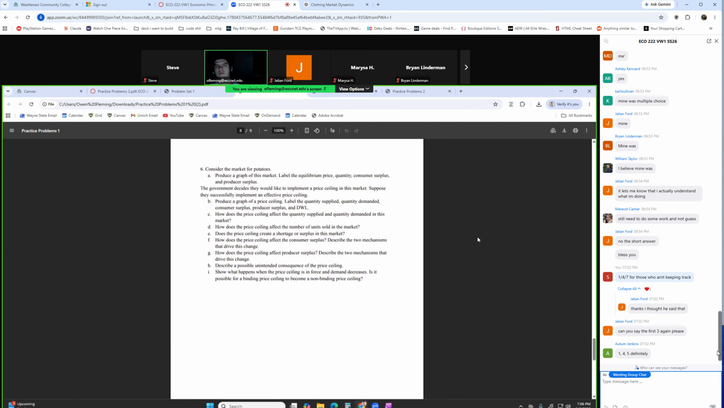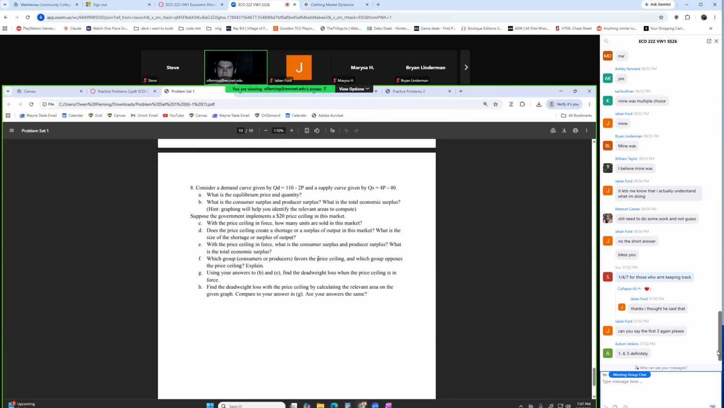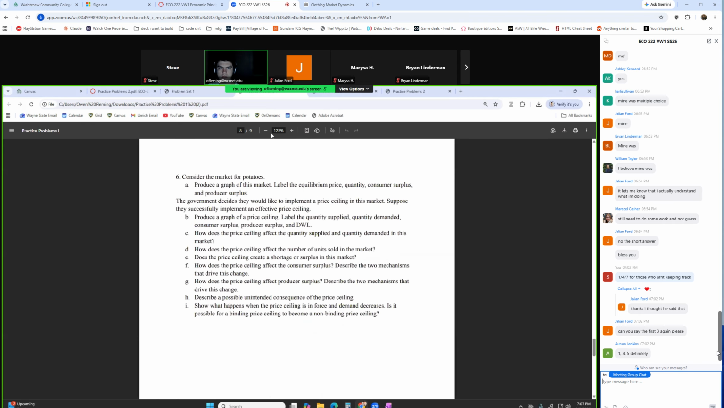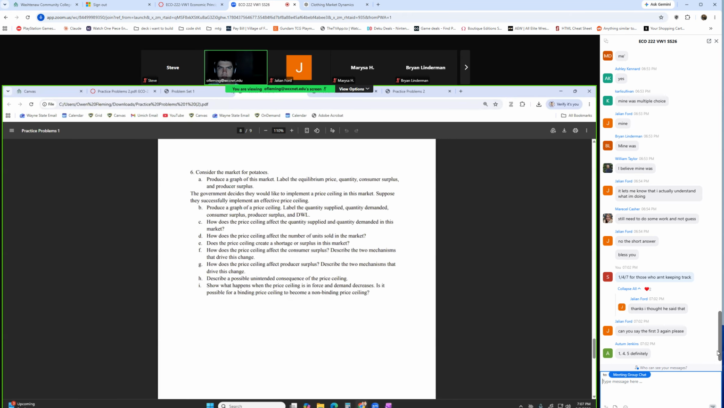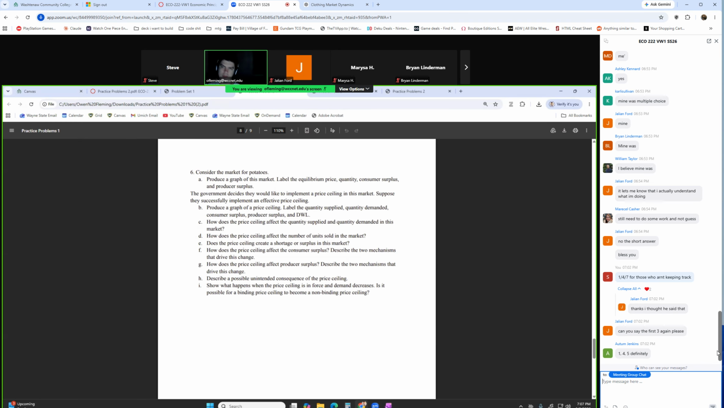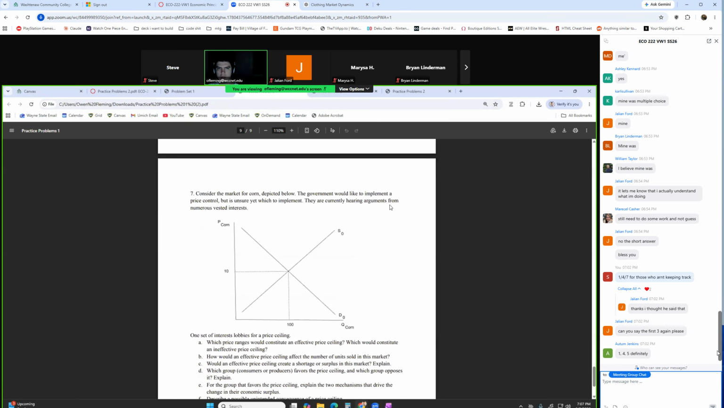Or no, sorry, this is page 8. This is number 6 on practice problem 1. This one I will give it definitely. Yeah, as you can see, this is damn near identical to this question. The only difference is that I think this one is a price floor and this one is a price ceiling. So basically, it's either going to be a floor or ceiling on the exam. This is definitely coming.